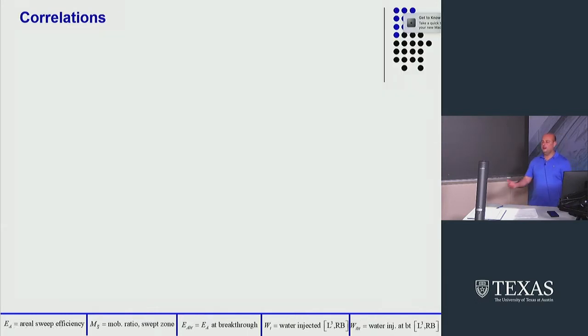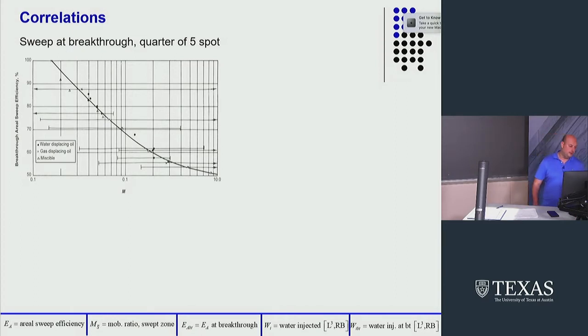So how do we calculate the aerial displacement efficiency? There are some correlations. And what a correlation really means is that somebody did some experiments and then they fit equations to the results so that we can use them in the future.